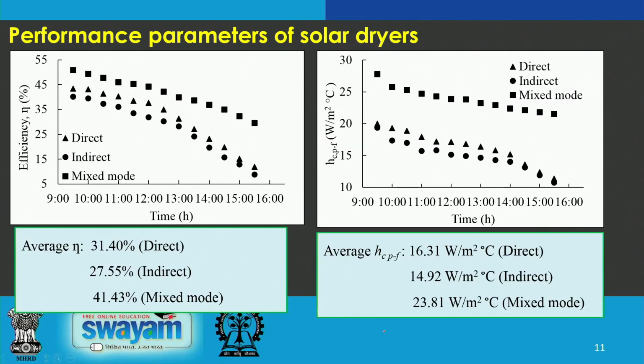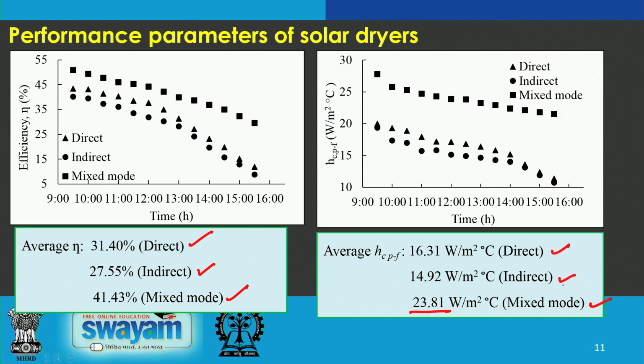Similarly, the other performance parameters are the efficiency and the convective heat transfer coefficient. It was observed that the thermal efficiency was also maximum for the mixed mode solar dryer, followed by direct and least for the indirect solar dryer. And similarly, the convective heat transfer coefficient is maximum for mixed mode, having a value of 23.81 watt per meter square degree centigrade, followed by the direct type and least for the indirect type solar dryer.